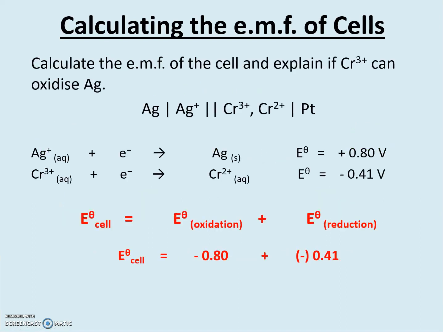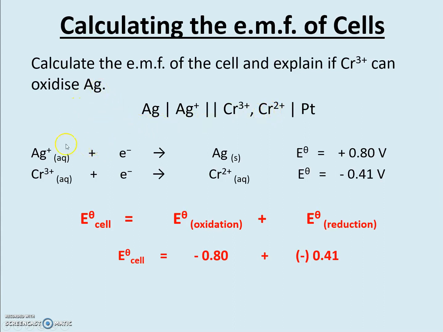Another example you might be given is something like this, where in actual fact the cell notation has already been given to you. So you have to calculate the EMF for that cell. So here we've got silver and silver ions on the left hand side. We've got chromium 3+, chromium 2+ on the right hand side. So LON, left hand side oxidation, negative electrode. RRP, right hand side reduction, positive electrode.